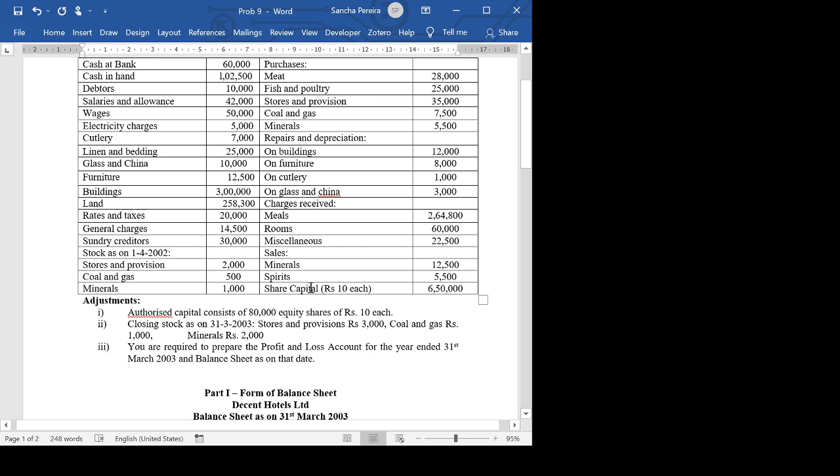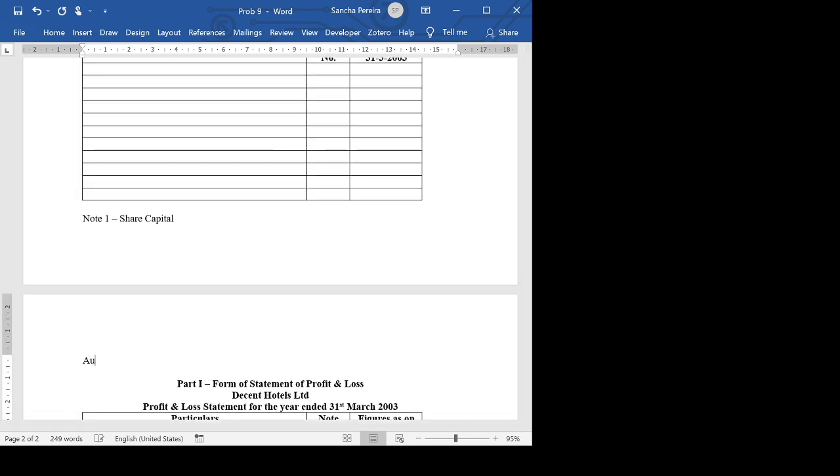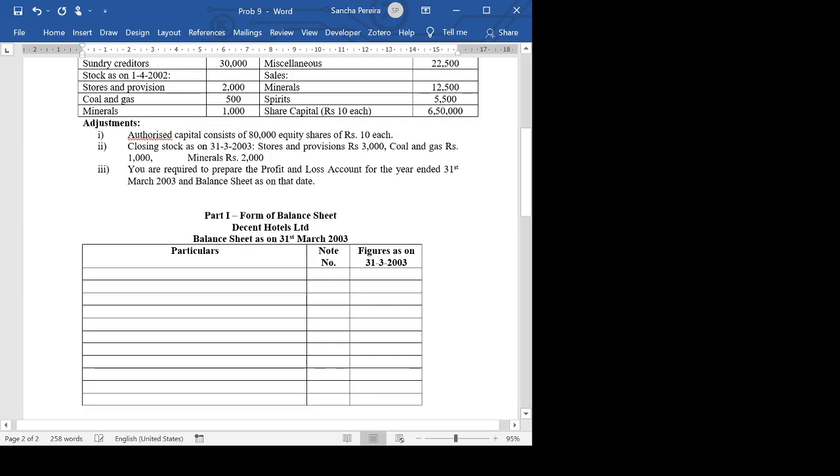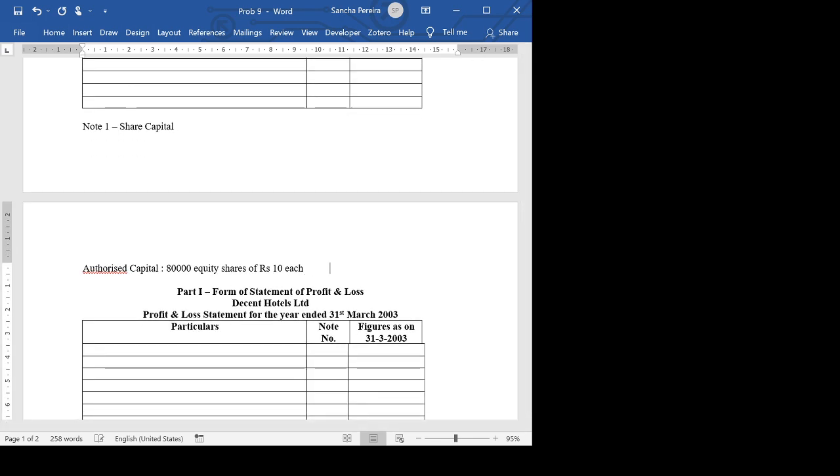So the share capital given in the balances is the issued, subscribed, called up, paid up capital, and authorized capital is always given in the adjustments. So authorized capital does not form part of the total, it is just for information. But we have to write it there. So we're going to put it as authorized capital. Okay, it is 80,000 equity shares of rupees 10 each. That's what's told to us. Which becomes 8 lakhs.